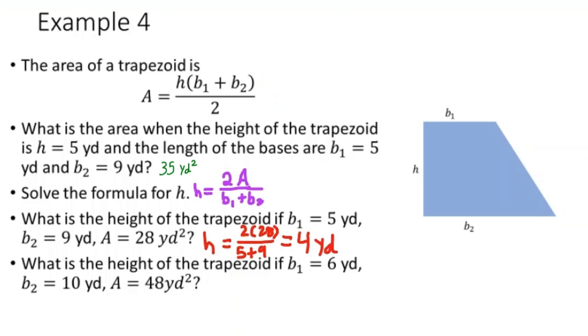And we can also quickly answer the second part, where we want to find the height where our first base is 6 yards, the second base is 10 yards, and the area is 48 square yards. Again, using the formula for h that we found in the previous part, h will equal 2 times our area, 48, divided by 6 plus 10. And if we work out the arithmetic, we get that the height is 6 yards.